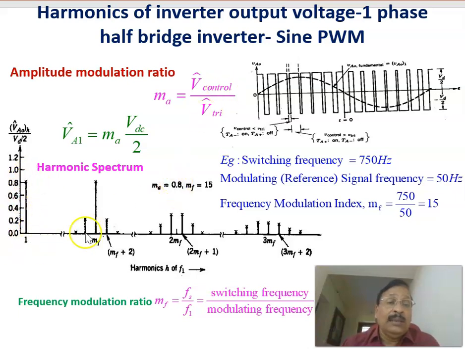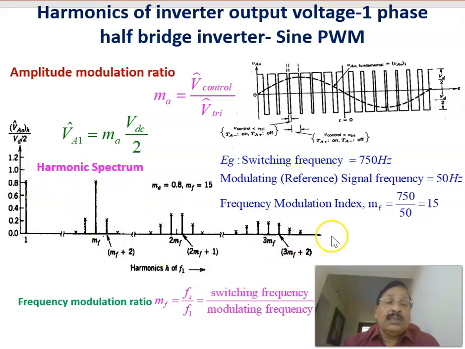Therefore, this is the fundamental one, and all other harmonics are centered at MF, 2MF, 3MF. MF means frequency modulation index. In this case, it is taken as 15, where MF is equal to switching frequency divided by modulating frequency. Therefore, these are the harmonics near MF, near 2MF on both sides, near 3MF, like that. We can say that harmonics are pushed to high frequency, centered at MF, 2MF, 3MF. Therefore, that is the advantage of sine PWM.